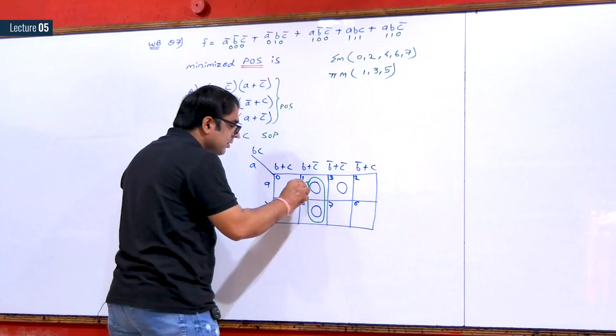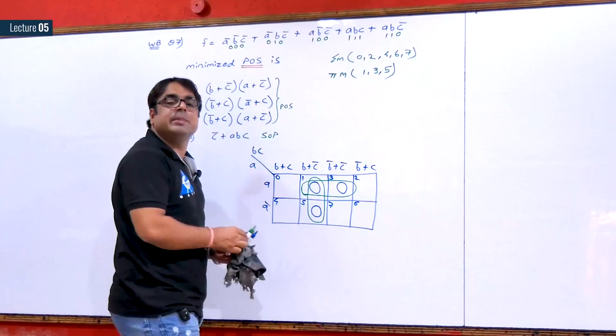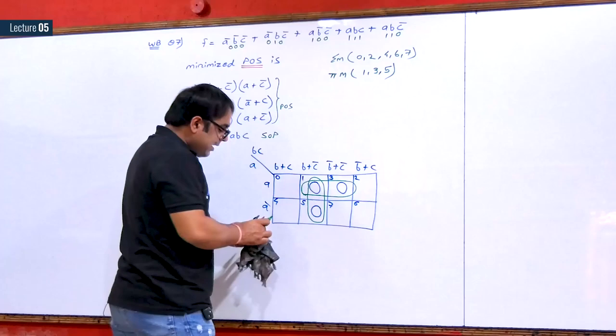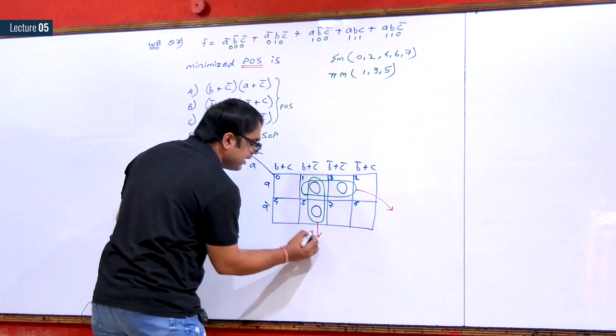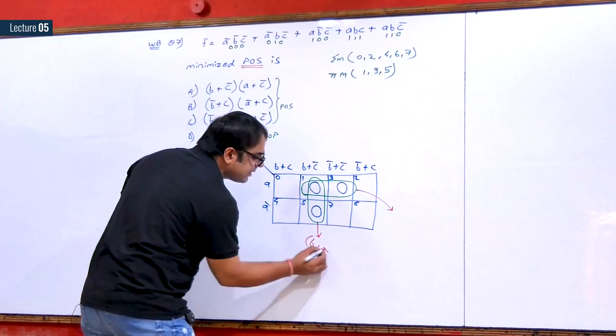Now we can make the grouping. The complete K map can be grouped using two pairs. Now the final answer for both pairs. This pair is very easy: B plus C complement is common.